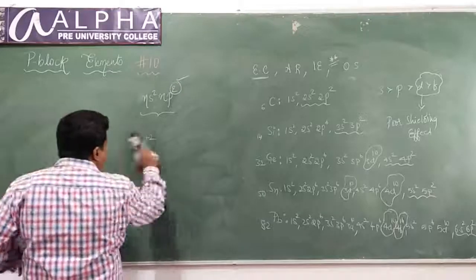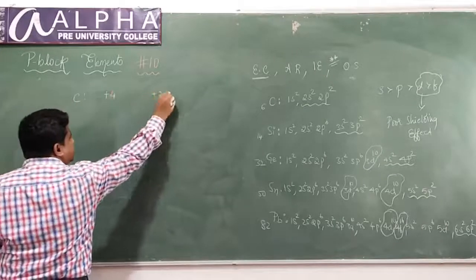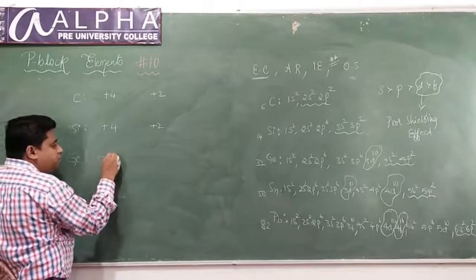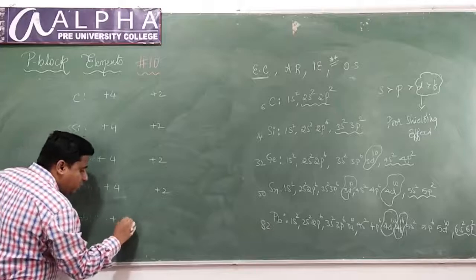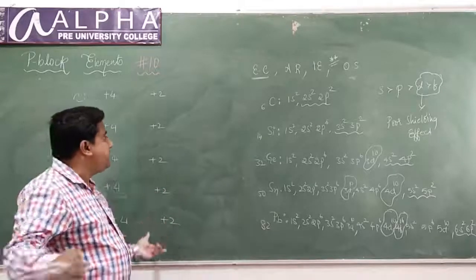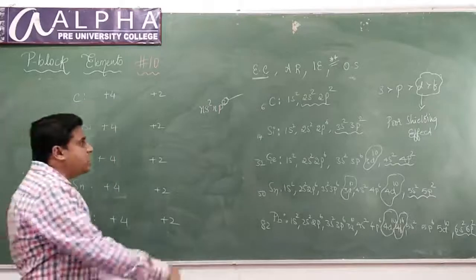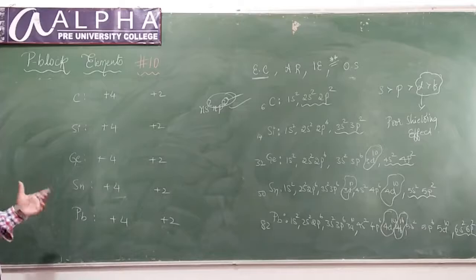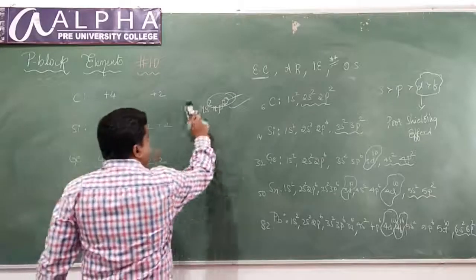If I talk about carbon, carbon can be in +4 and +2 oxidation state. Silicon can be in +4 and +2. Germanium can be in +4, +2. Tin can be in +4 and +2. Lead can be in +4 and +2. When do they have +2 oxidation state? If they lose the outermost 2 electrons. When do they have +4 oxidation state? When they lose all 4 electrons from the valence shell. But what about the stability of +4 oxidation state, and what about the stability of +2 oxidation state? Look here.